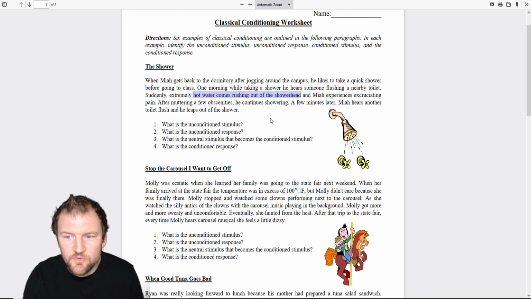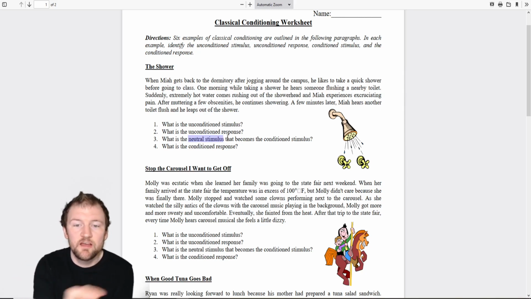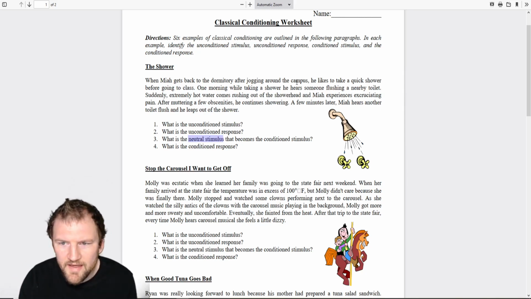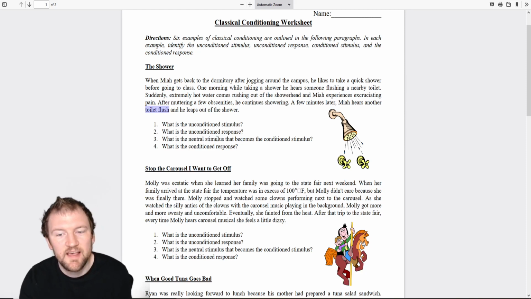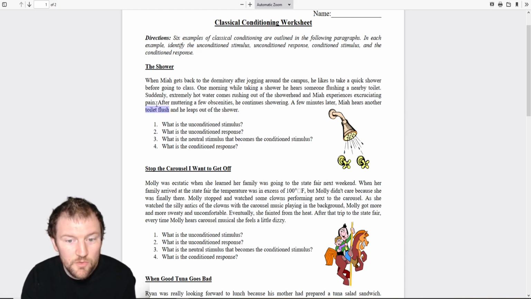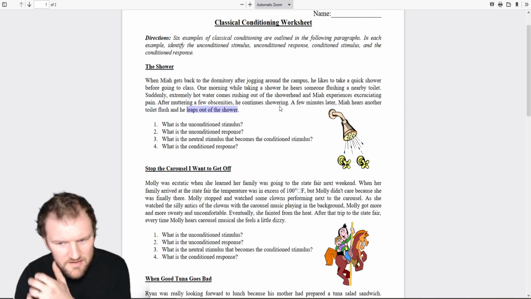What was the unconditioned response to the hot water? It says experiences excruciating pain and mutters obscenities. Then, what was the neutral stimulus, the unrelated thing that he learned to associate with the hot water? And that would be toilet flush. Toilet flush has nothing to do with the hot water unless you associate it. So the toilet flush was the neutral, and it became associated and became the conditioned stimulus. And then what was the new learned or conditioned response to the toilet flush? And that would be leap out of the shower. One more, and then I'll leave the rest to you.